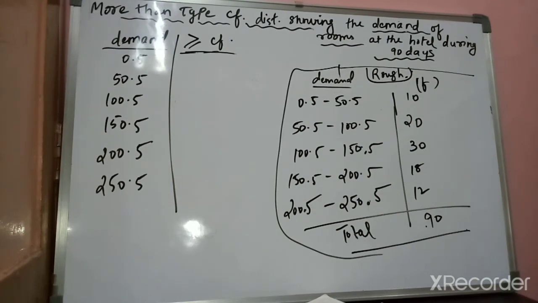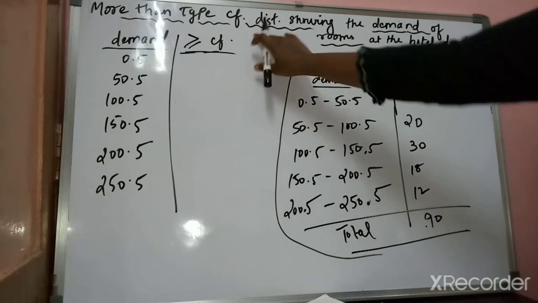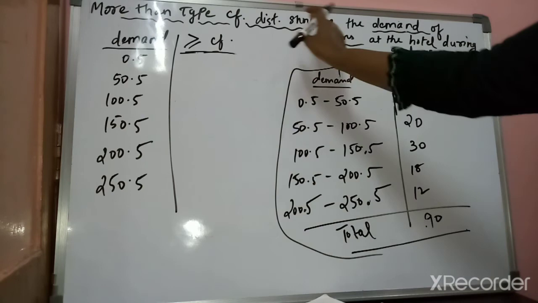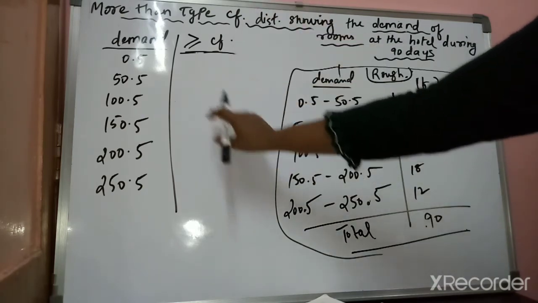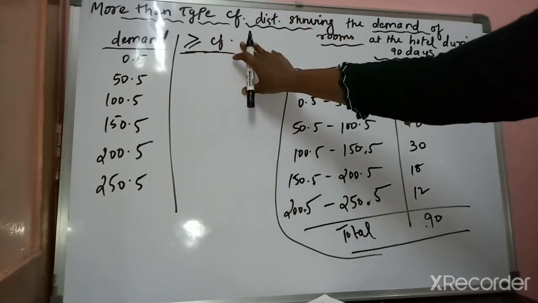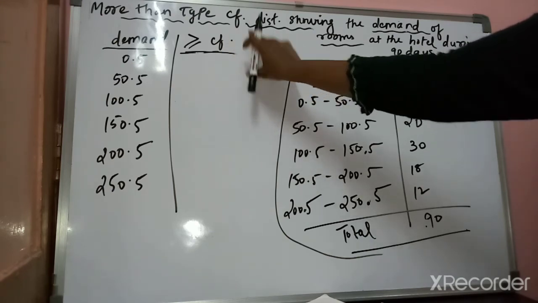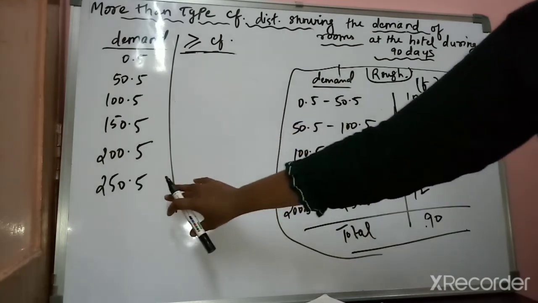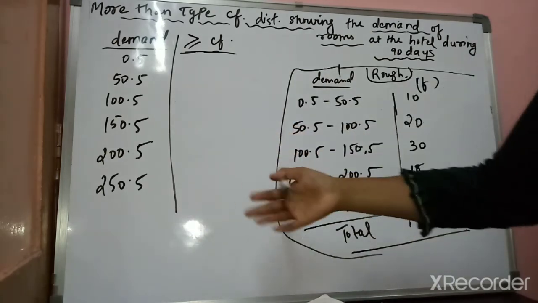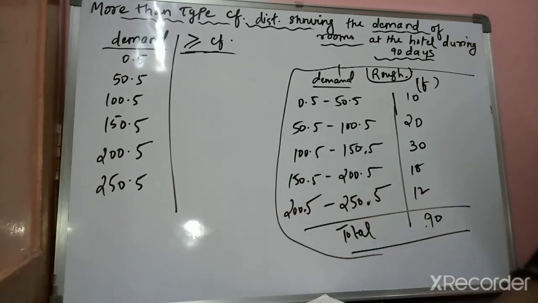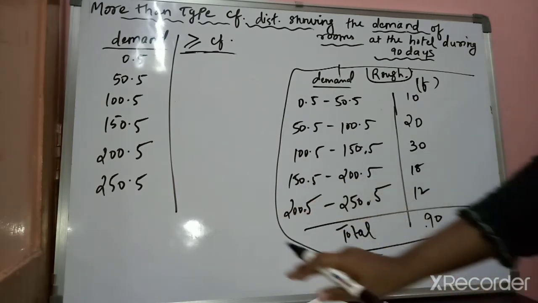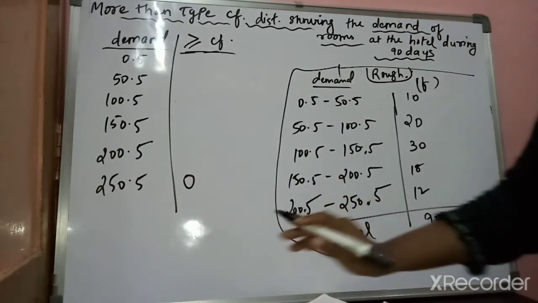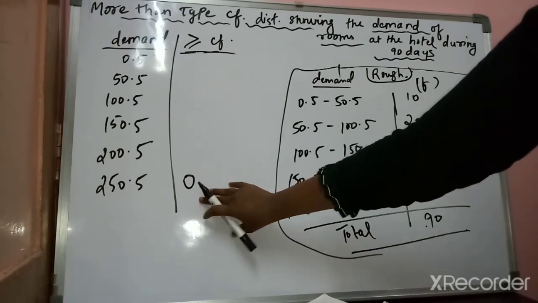Similarly, you have to make the more than type cumulative frequency distribution showing the demand of rooms at the hotel during 90 days. Like this, again make the title and make the 2 columns, demand and more than type cumulative frequency. Write the full form, right? Now again, in more than type, your last class, that is 250.5, more than 250.5 demand, there is no one. So there are no days like that in which there was more than 250.5 demand. So initially you have to write over here in the last class as 0.